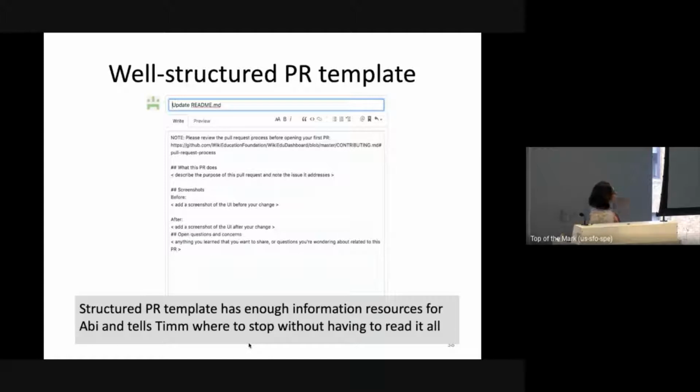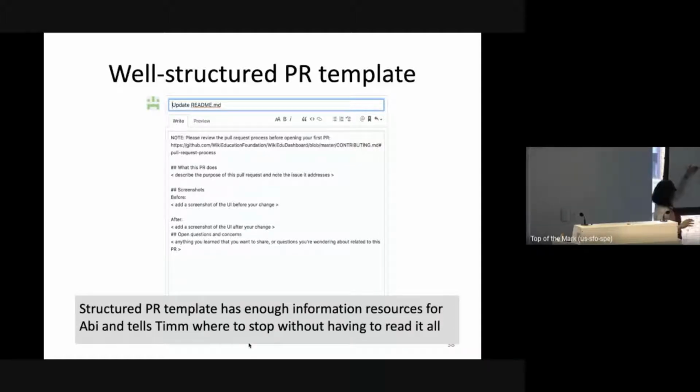They also made the PR template a lot more structured and fewer words. Initially, a lot of the information about what to do about the PR formatting and what to do after opening the pull request was here. What they did was make it short and sweet. Have the URLs, because now if Abby wants to keep this information, she can click on it and keep it on a side window, so she can refer back to it.